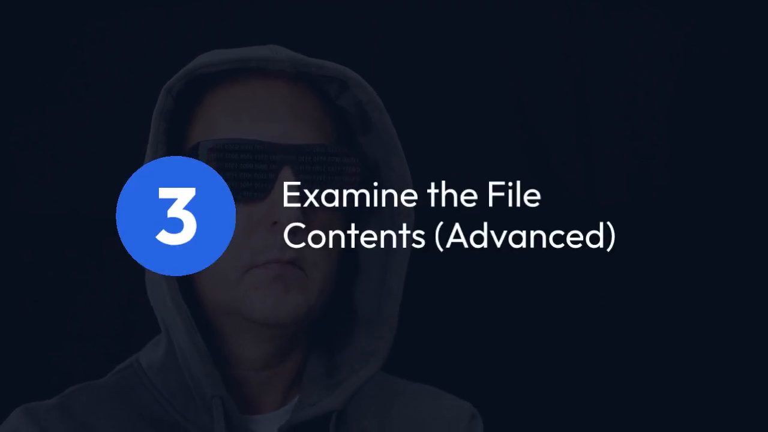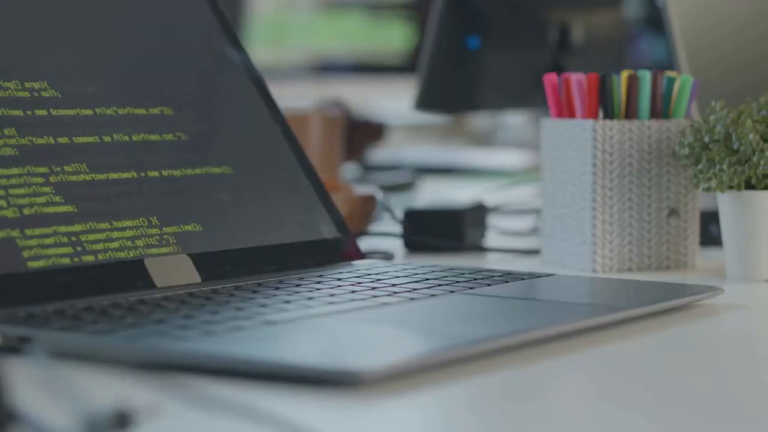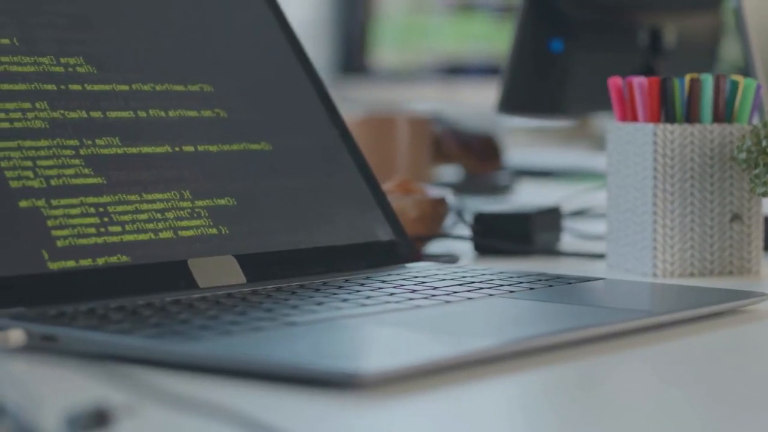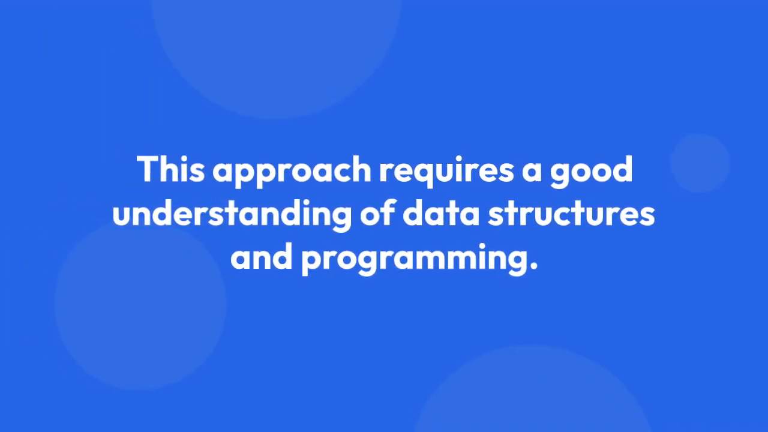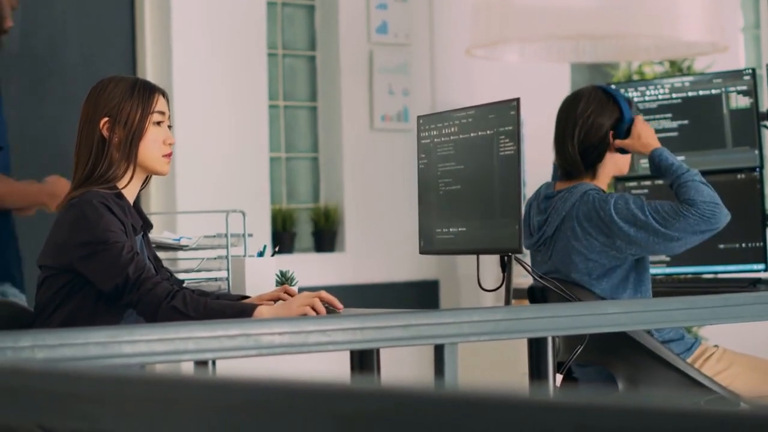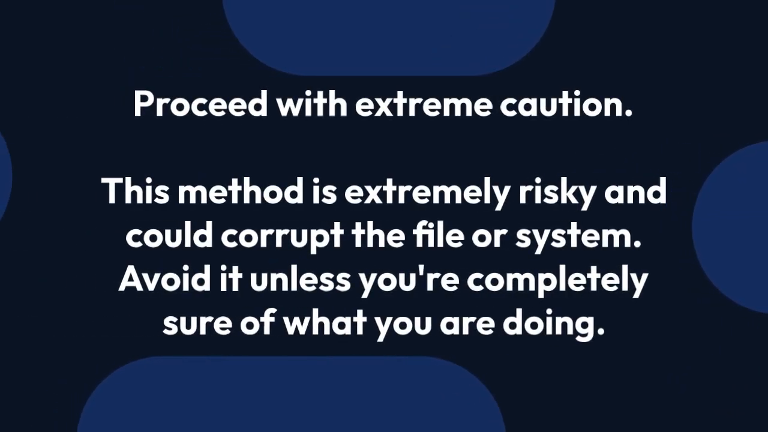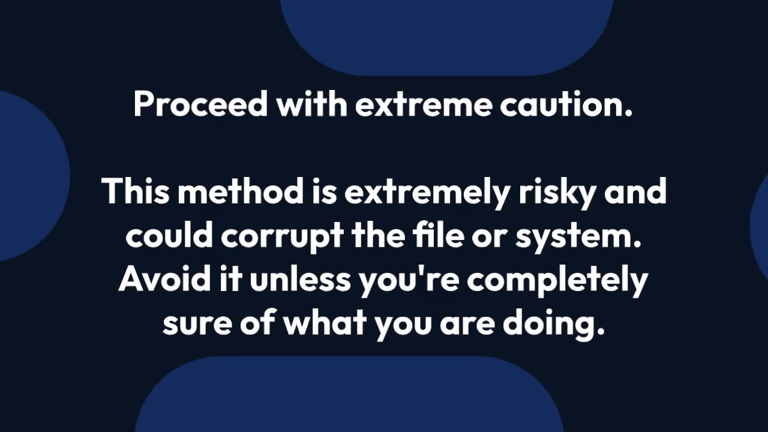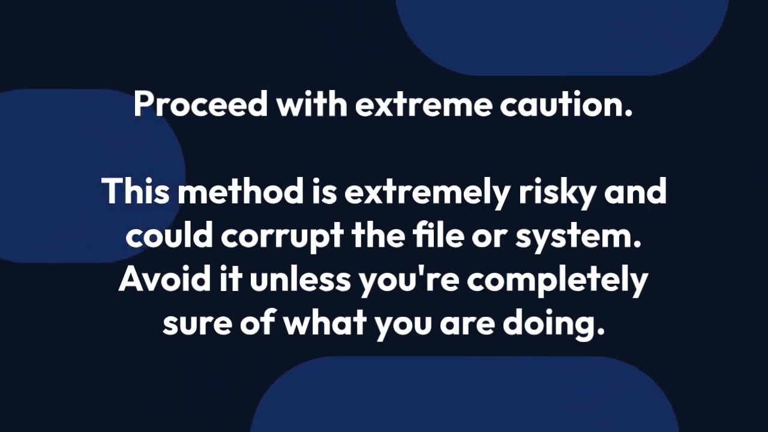3. Examine the file contents. Advanced. If you have the technical skills, you could try analyzing the file directly. Since RPMSG files are data files, you can use a hex editor to view their raw contents. However, this approach requires a good understanding of data structures and programming. You'll need to know what kind of information is stored within the file and how it's organized to make sense of it. This method is extremely risky and could corrupt the file or system. Avoid it unless you're completely sure of what you are doing. Proceed with extreme caution.